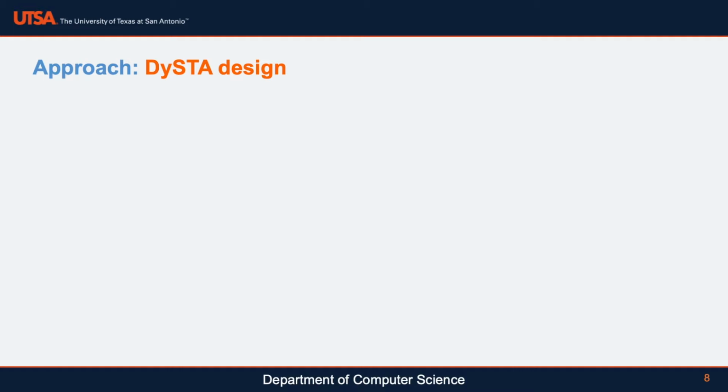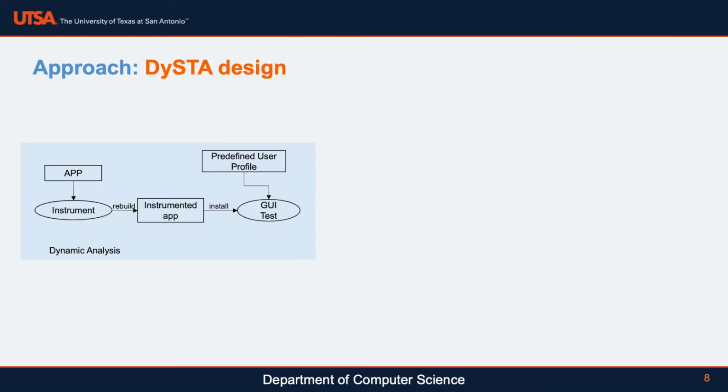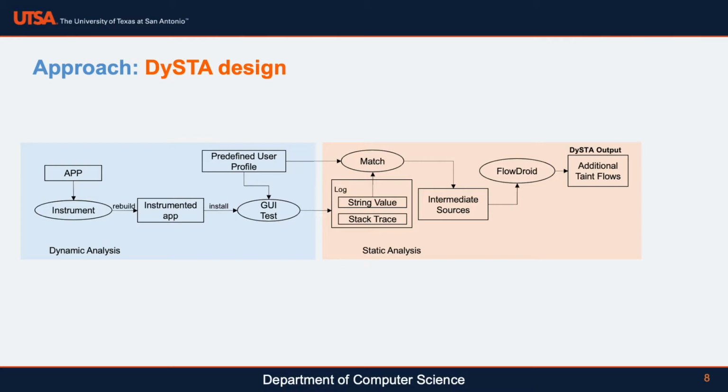And in our design, there are two major components. Dynamic analysis, where we perform GUI testing to check the return value from the inaccessible code and identify the intermediate sources. And static analysis, where we apply static taint analysis on the intermediate sources.